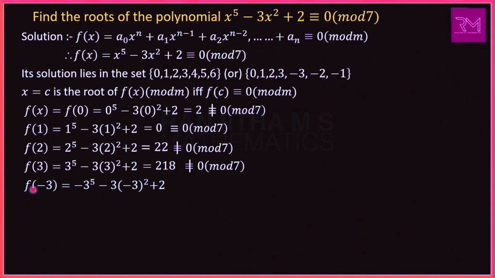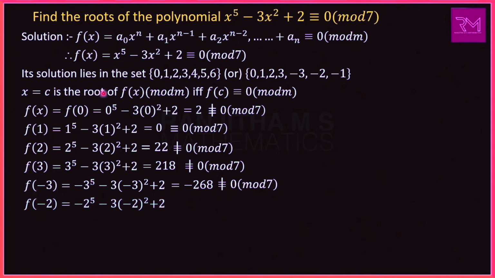Similarly, we have to find f of minus 3, because we can substitute minus 3 in the place of 4, since 4 is congruent to minus 3 under mod 7. If we substitute x as minus 3, we get minus 3 power 5 minus 3 into minus 3 whole square plus 2. If we simplify this, we get minus 268. So minus 268 is not congruent to 0 mod 7 because 7 does not divide 268. Therefore, x equals minus 3 is not a root for the given polynomial.